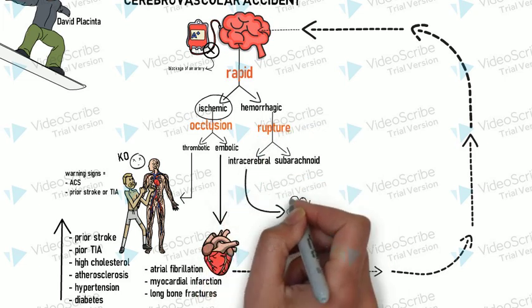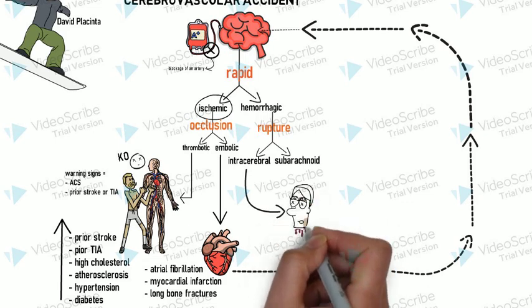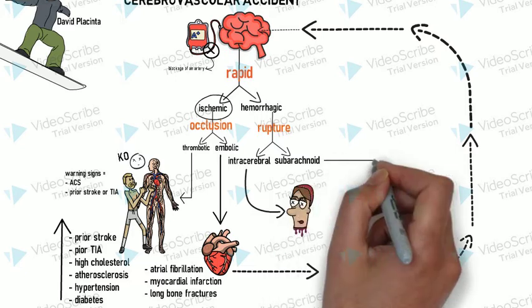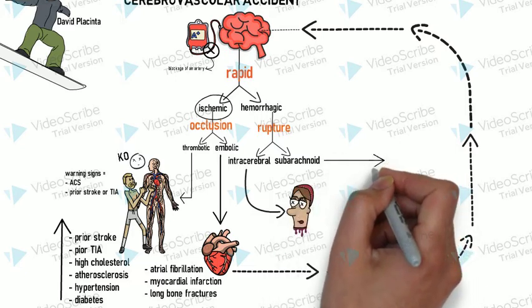Intracerebral hemorrhage occurs when a vessel in the brain ruptures and starts to bleed. As blood fills within the brain, blood clots form in an attempt to close off the leak, further increasing intracranial pressure, leading to ischemia and infarction.